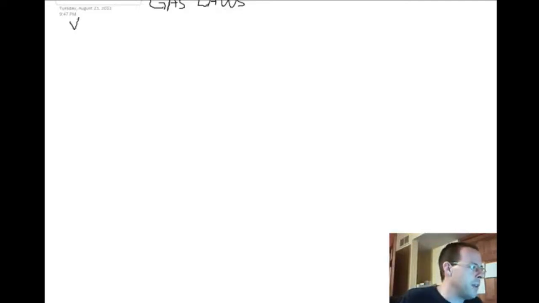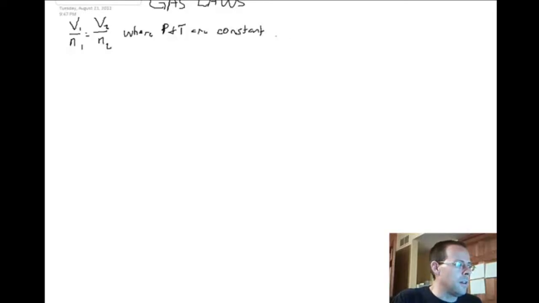This first one is simply V over N equals some constant, or really we can say V1 over N1 equals V2 over N2. Essentially, at constant pressure and temperature, the number of moles of a gas is directly proportional to the volume of that gas. So if we double the moles, we double the volume. If we halve the volume, we halve the moles. We might say where pressure and temperature are constant. And this is known as Avogadro's law.